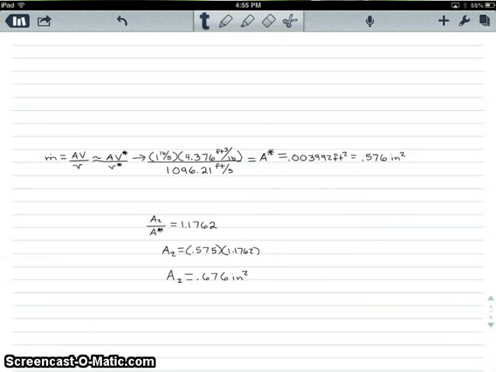Finally, we can solve for the area of the outlet from table 9.2, knowing the Mach number is equal to 1.5. As you can see below, A2 divided by A asterisk is equal to 1.1762. Plugging in the values that we found for the area of the throat, you get 0.575 times 1.1762, so the exit area is equal to 0.676 inches squared.